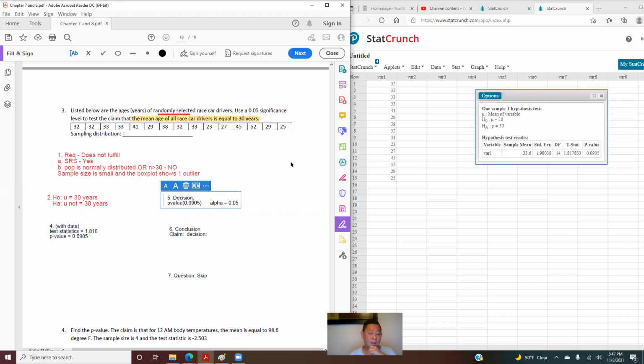So the question is, is the p-value less than or greater than? It's greater than. So what is the decision we're going to make? We fail to reject it. Yep, fail to reject.